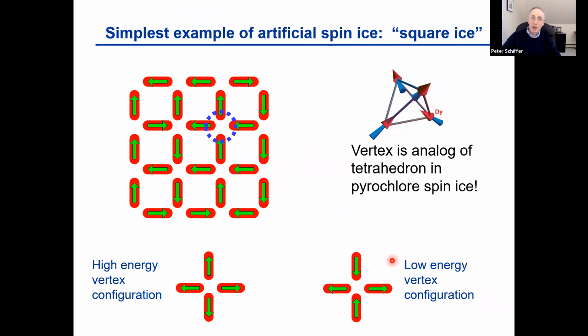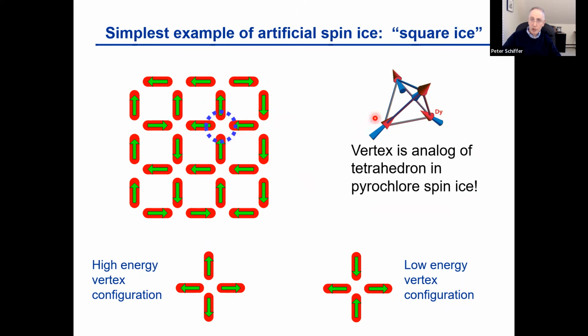So the simplest example of artificial spin ice, what we started with, is something called square ice. And the geometry is given here. And you can see why it's called square ice. It's basically you put the elongated islands on the edges of a checkerboard pattern. And it can be analyzed most easily by looking at the vertices. So a vertex is sort of the points at which the islands converge. And so square ice has 4 island vertices.